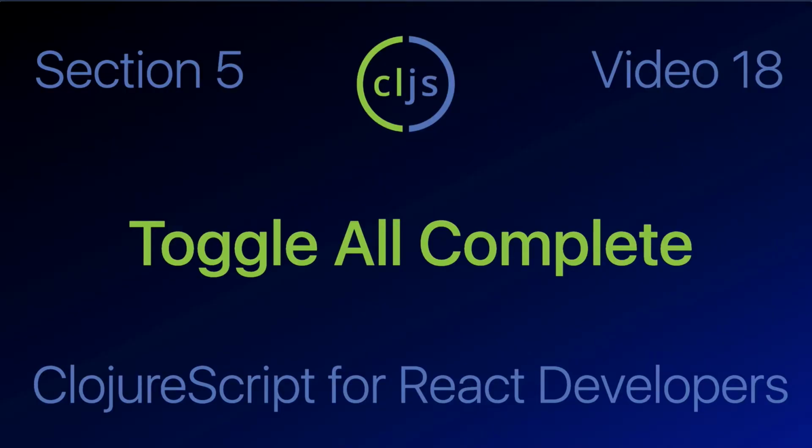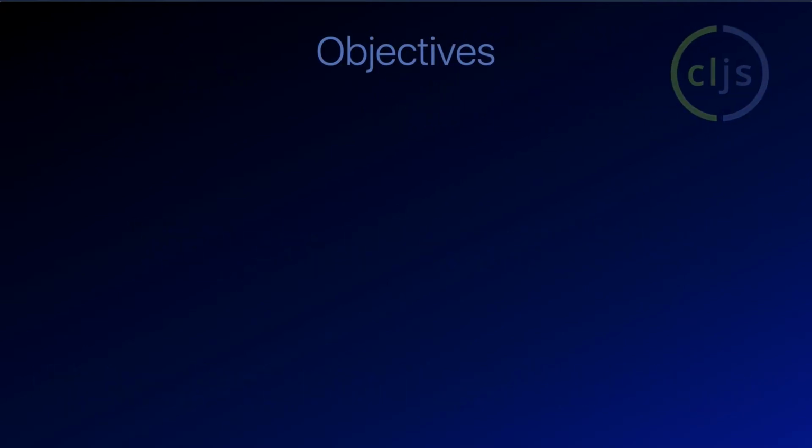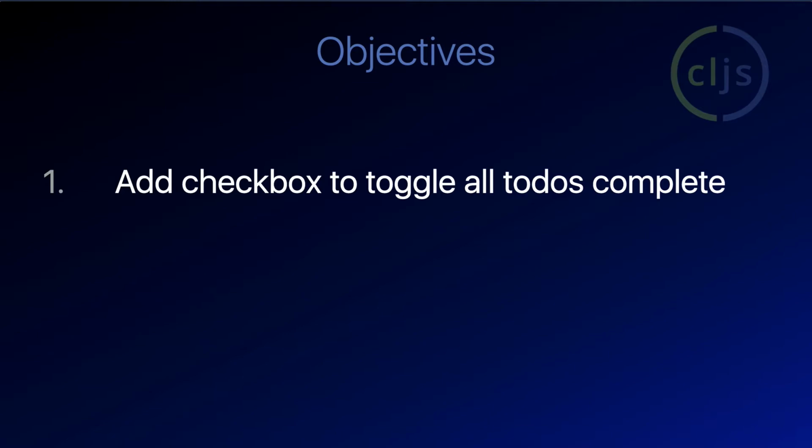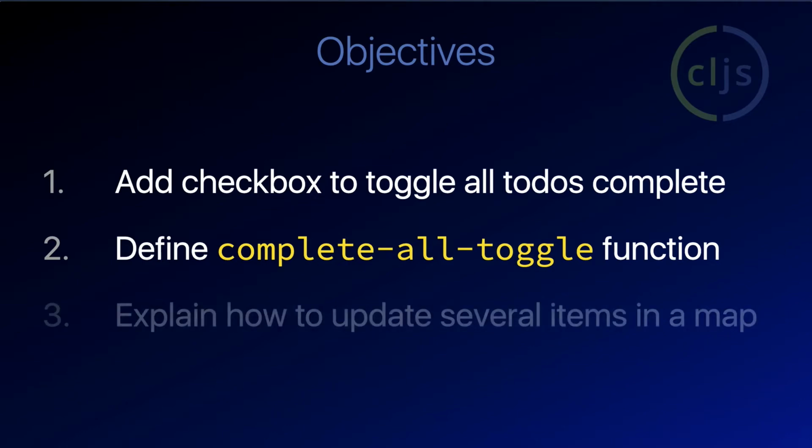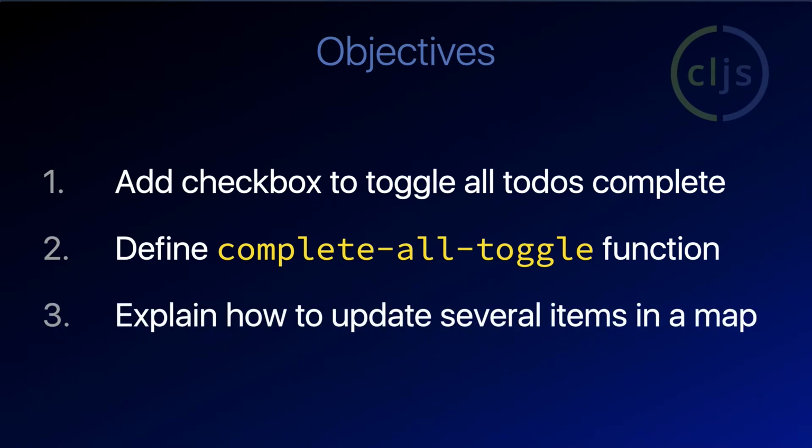Toggle all complete. Our objectives are: we will add a checkbox input so that the user can toggle all the to-do items complete. We will define a complete all toggle utility function that will update our to-do state. We will explain in detail how to update several values in a map using the map function.